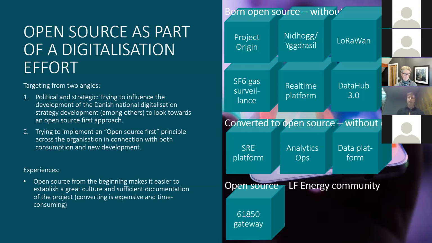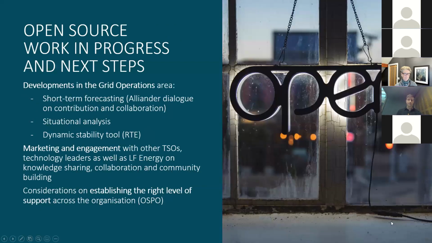On the right hand side, I just briefly showed you some of the projects where we are going into open source, where we had it in from the beginning, so they are born open source, and also where we converted different functionalities and capabilities, and where we are actually open sourcing into the LF Energy community. And here I need to take Data Hub 3.0 down to the last one, open source in the LF Energy community now. So it's a journey. I think that's the crucial thing. All right, next one.